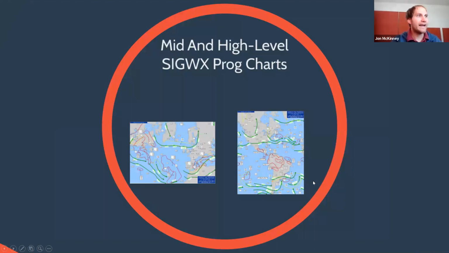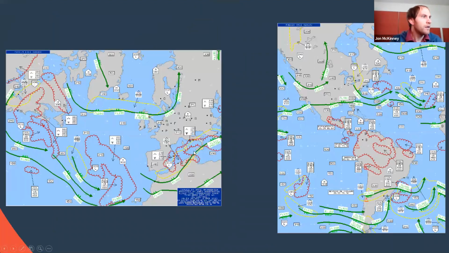Mid and high level SIGWX prog charts. So we might zoom in, we might not. This is mid to high level, above our service ceiling, higher altitudes than we'll see for our Cirrus aircraft. And the idea is that we're seeing some very strong wind currents.